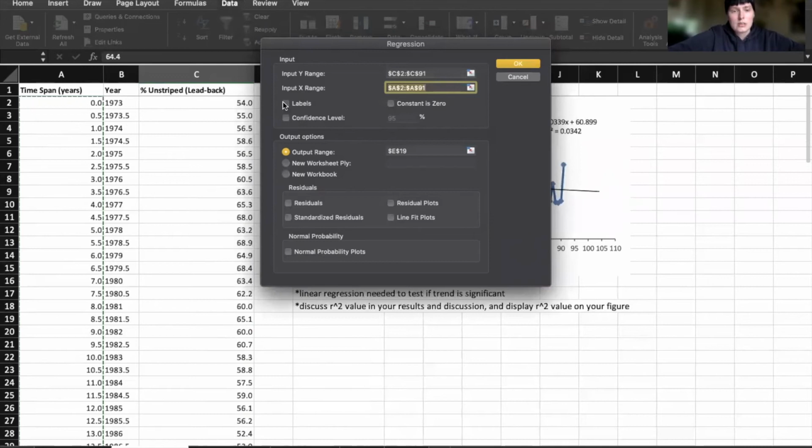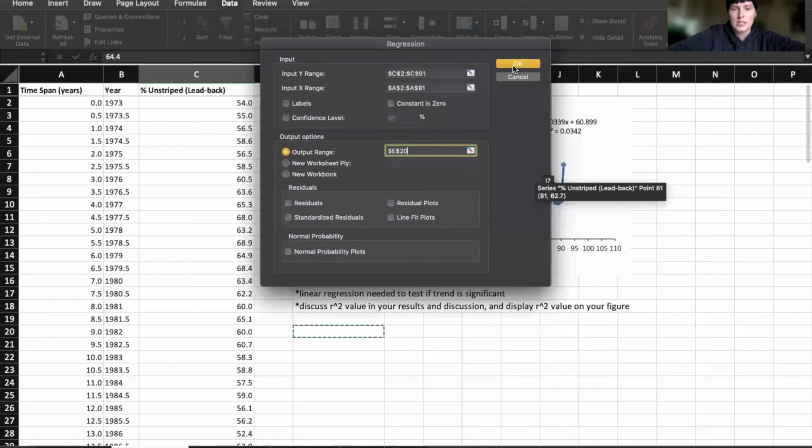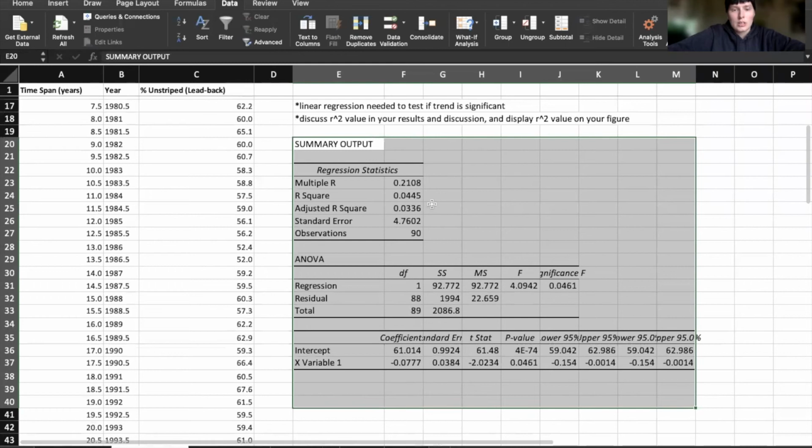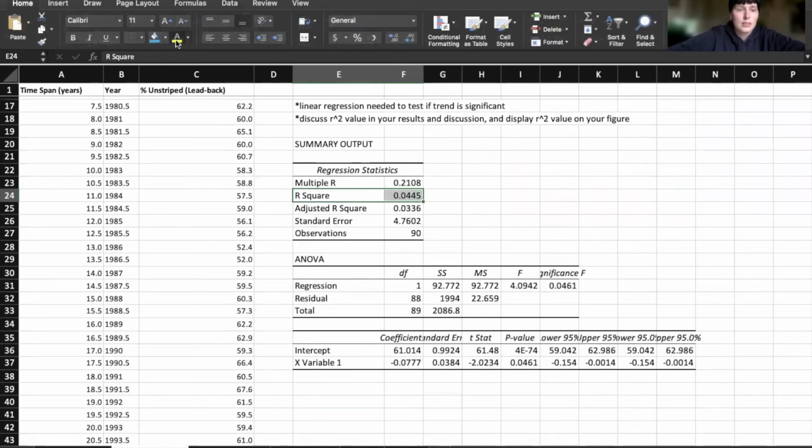You can check labels if you included your labels when you inputted your data. I did not, so I'm not going to select this. And then I'm just going to select output range and select the cell that I want my regression analysis to be. Just hit OK. They're going to give you a lot of different numbers. The one that you're interested in is the R-square value right here. Just going to highlight that. Oh, wait. Didn't want that.